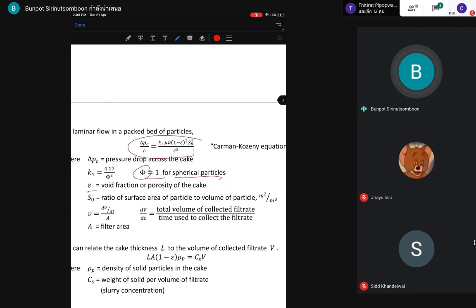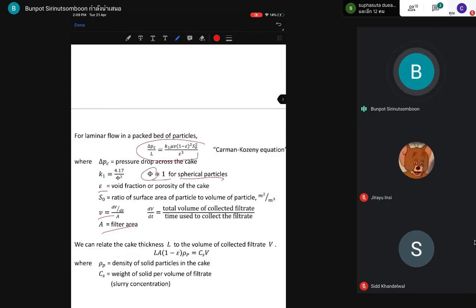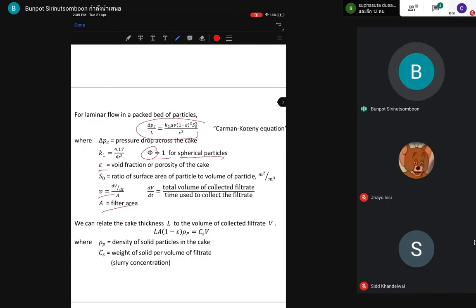Okay, V is the velocity and A is the filter area. This filter area is the cross-sectional area, perpendicular to the direction of the flow. And we can relate the cake thickness to V, the volume of collected filtrate, by using this equation.